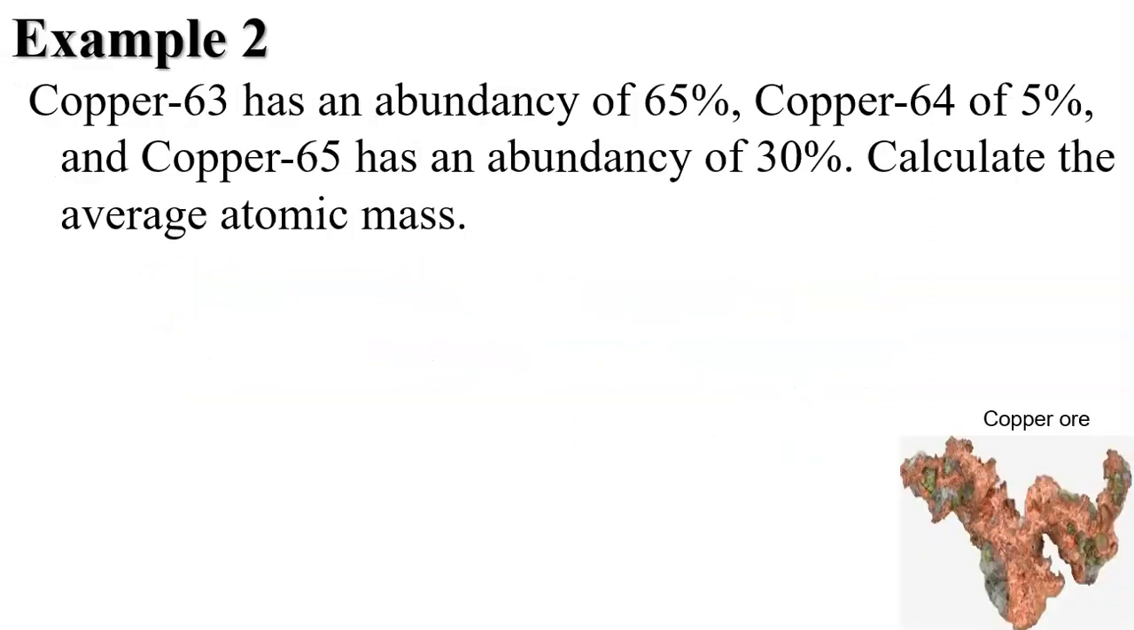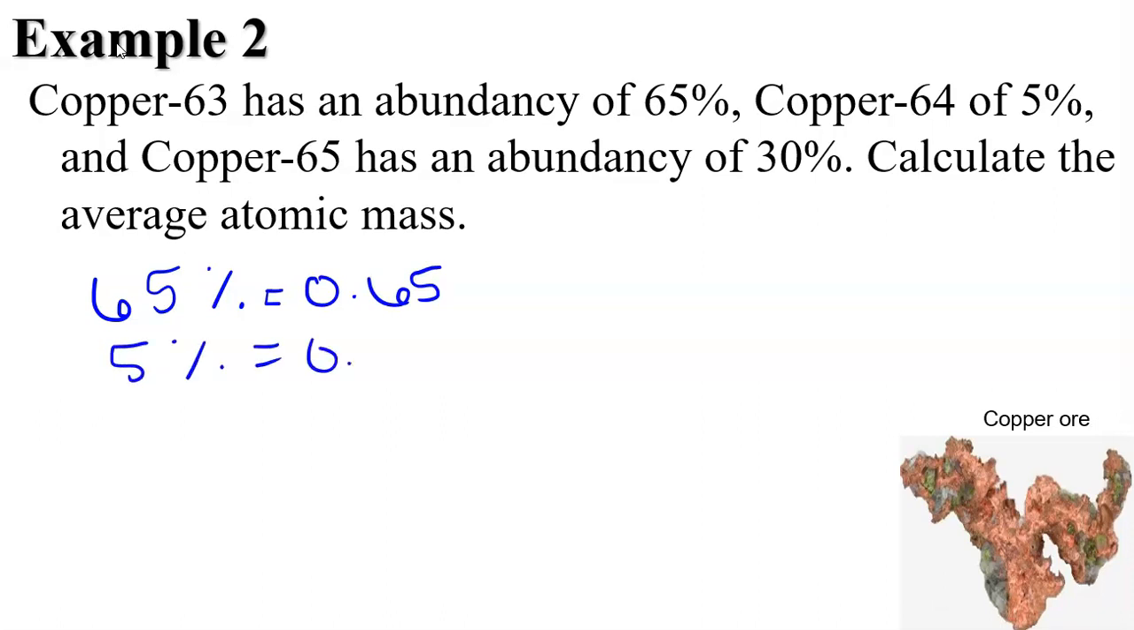All right, next example, we have copper 63 has an abundance of 65%, copper 64 of 5%, and copper 65 of 30%. Calculate the average atomic mass. So step 1, we're going to take 65%, and that equals 0.65. We're going to take 5%, which equals 0.05, and 30%, which equals 0.30.